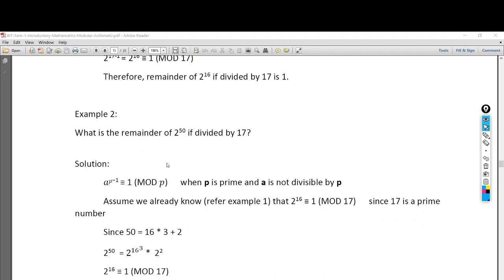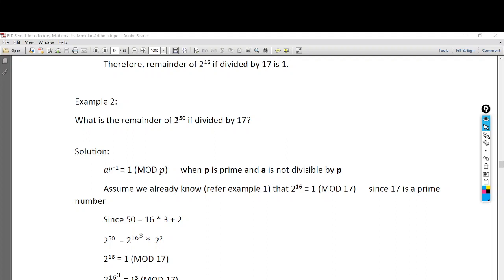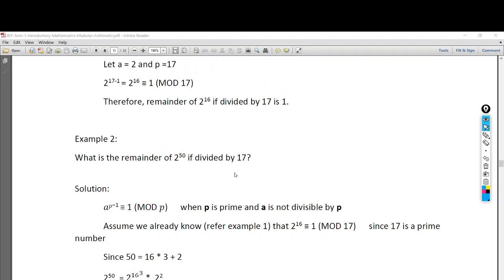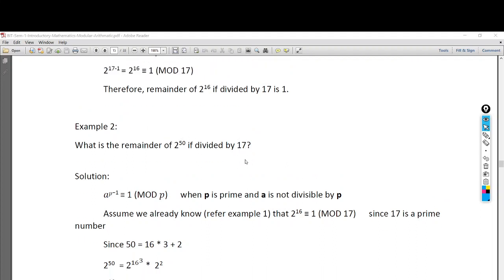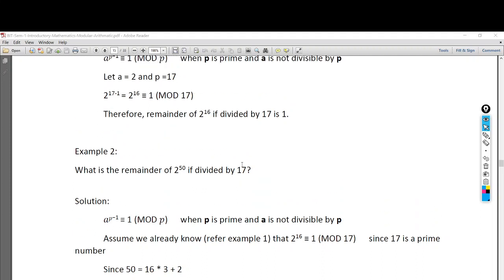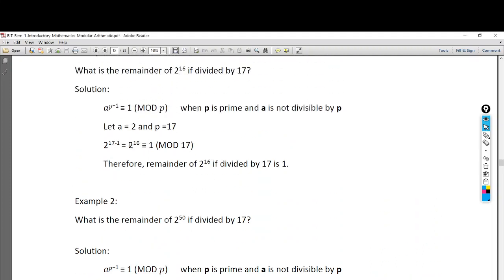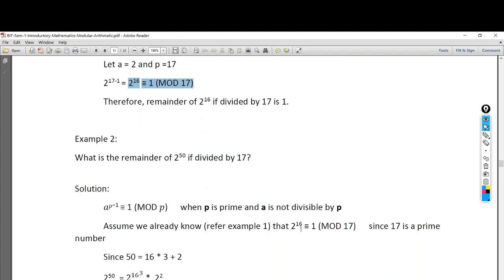Let's take another example. We want to find 2 to the power 15 when it is divided by 17. Again by Fermat's little theorem we know that 2 to the power 16 equals 1 mod 17, taking p as 17 and a as 2. Just by applying this we get this one. In the last example also we did the same thing.